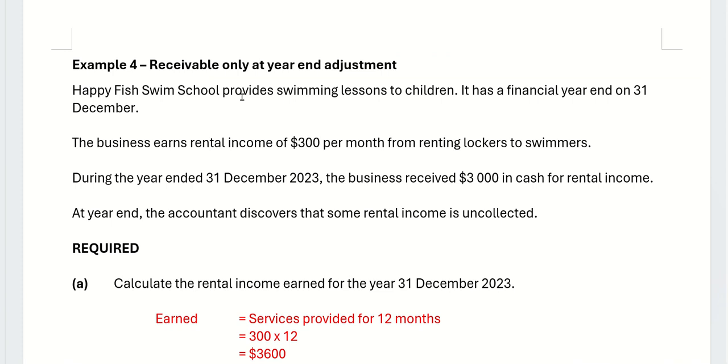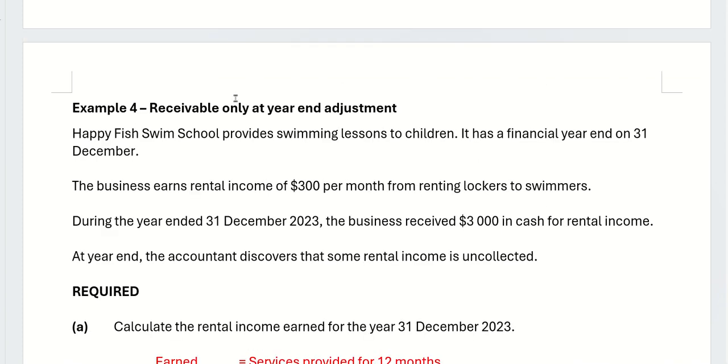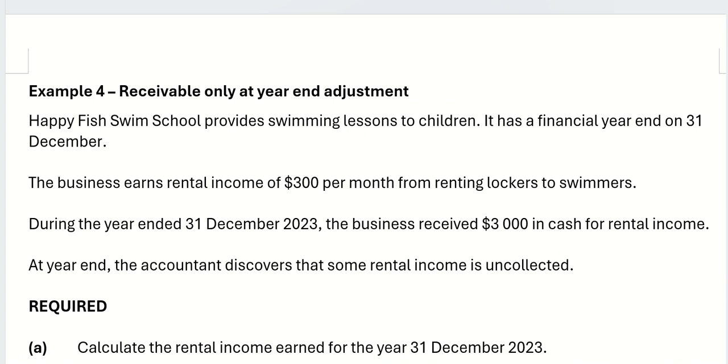Now, how is this shown in an example? Let's take a look at example 4. Happy Fish Swimming School provides swimming lessons to children. The year end is 31st December. The business earned a rental income of $300 a month. During the year, the business received $3,000 in cash for rental income. At year end, the accountant discovered that some rental income is uncollected.